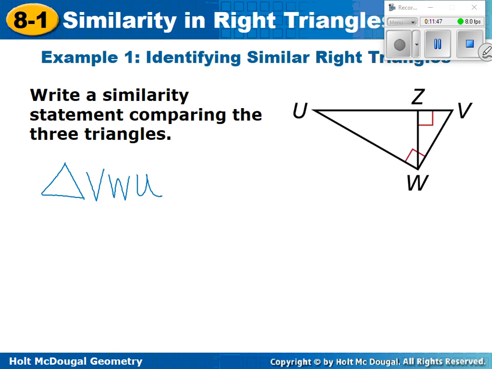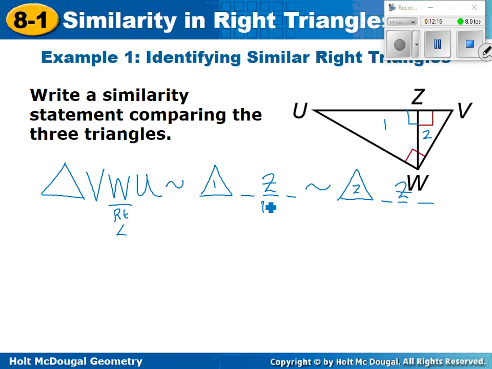Okay, so going with what Lily did, I'm going to show what hers should have been, and then we'll check and see if you named yours differently, what it should look like. So if I go VWU, that means my right angle is in the middle. So on the next two triangles, her right angle should be in the middle. So I'm going to call this triangle 1 and this triangle 2. So the right angle on both of those is what letter? Z. So Z should go in the middle where the right angle is.